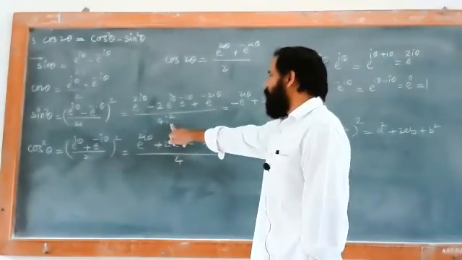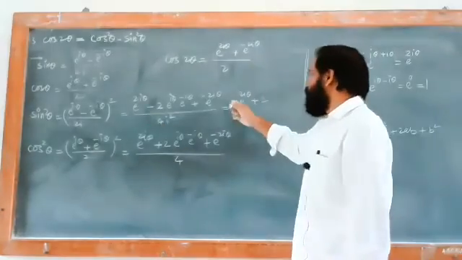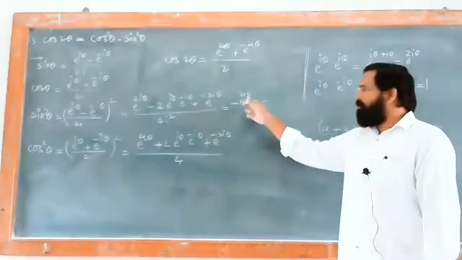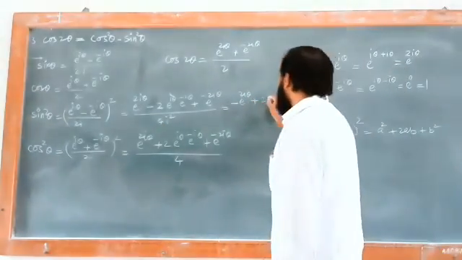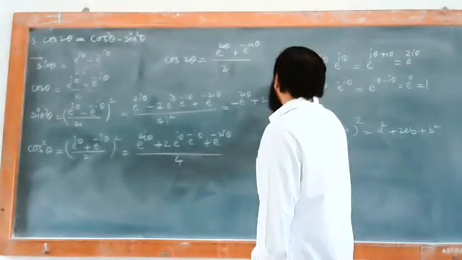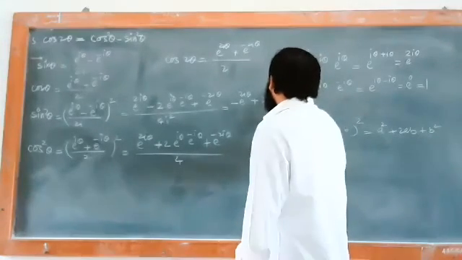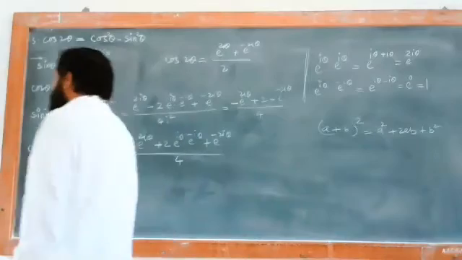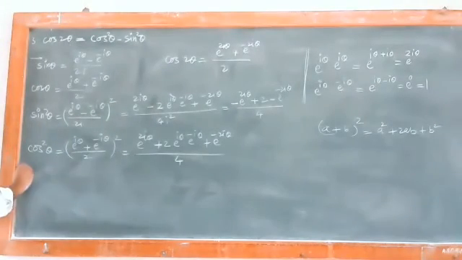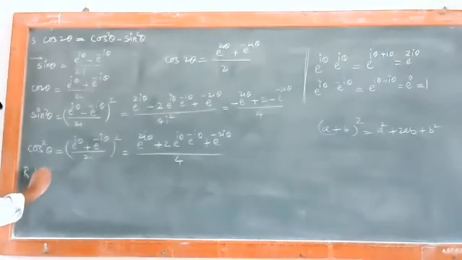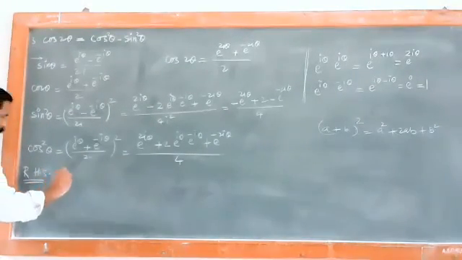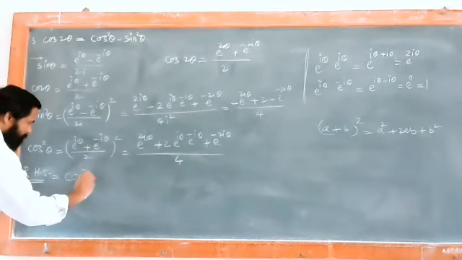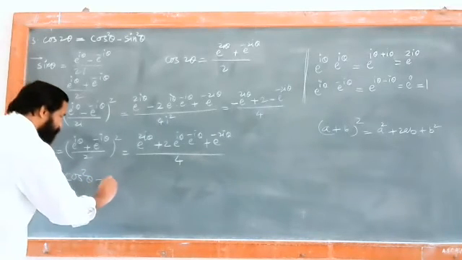I multiplied the value of i square, minus 1, inside. So minus e raised to twice i theta plus 2. Now this will become minus e raised to minus twice i theta, and that is divided by 4. Now you have your RHS. The RHS is cos square theta minus this sin square theta.